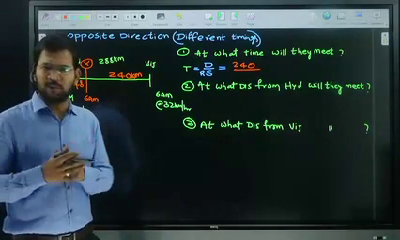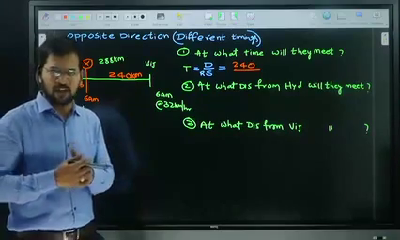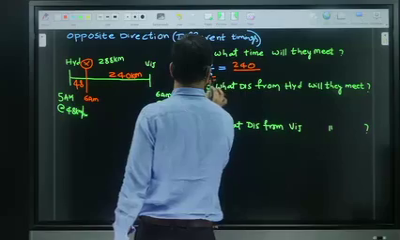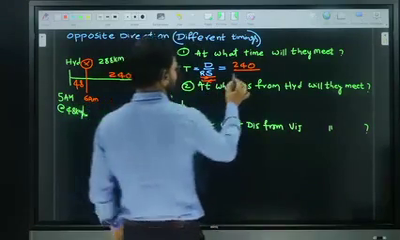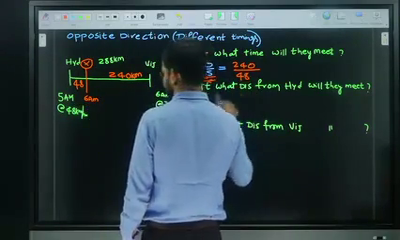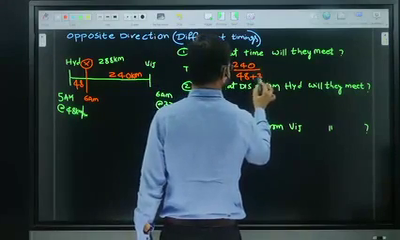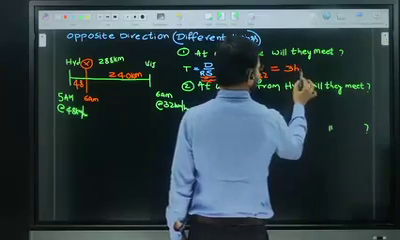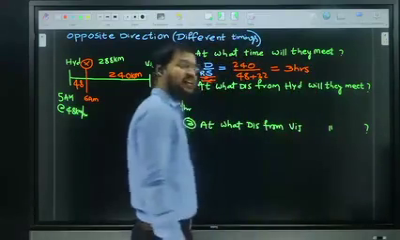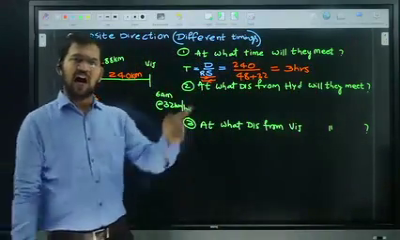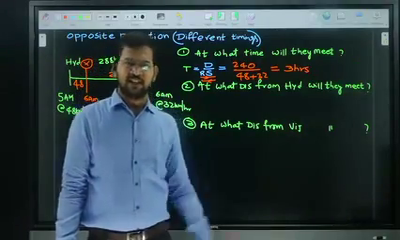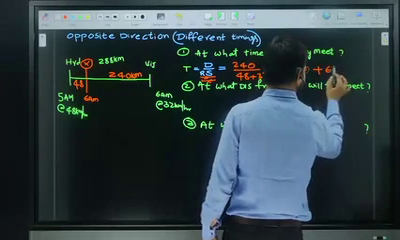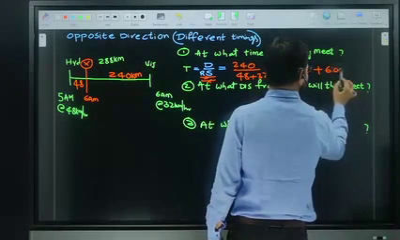At 6 o'clock, relative speed starts now because both the objects are in motion. 240 by opposite direction. So in opposite direction, the speeds are added: 48 plus 32, that is 80. 240 by 80 is 3 hours. But 3 hours is not the right answer. They're asking at what time, so these 3 hours are added to 6 a.m., because after 6 a.m. it will take 3 hours.